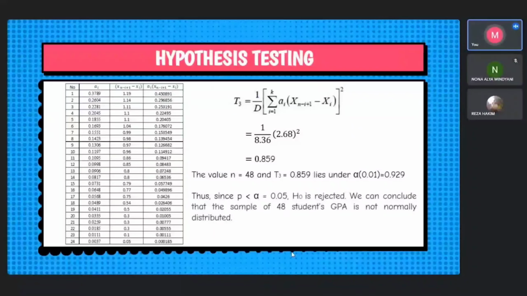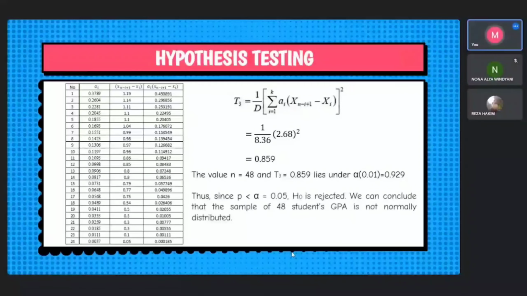Once again, we will subtract the lowest value of the data from the highest value, and then we subtract the second lowest from the second highest, and we do it again and again until we get half of the data, which is 24 out of 48. We again gather the A data from the coefficient table, and finally we multiply the A values with the values that we subtracted before. Assigning this value to the Shapiro-Wilk formula, we get 0.859.